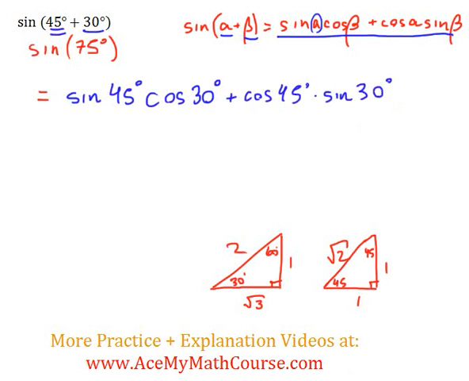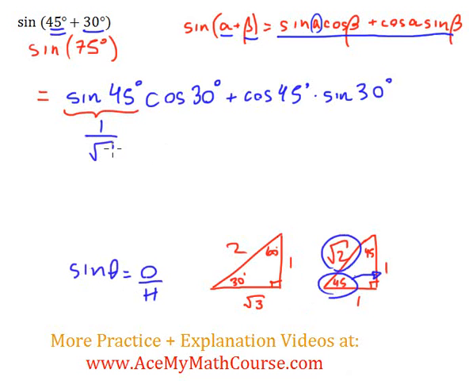Great. Fantastic. Now, how can I evaluate this? What is the sine of 45 degrees? I can come over here, using a different color. Let me use the blue again. 45 degrees. Sine theta is, of course, opposite over hypotenuse. The opposite of 45 is 1. The hypotenuse is root 2. And we're multiplying that by cos of 30. 30 degrees is right here. And cos theta is adjacent over hypotenuse. The adjacent of 30 degrees is root 3. And the hypotenuse is 2.